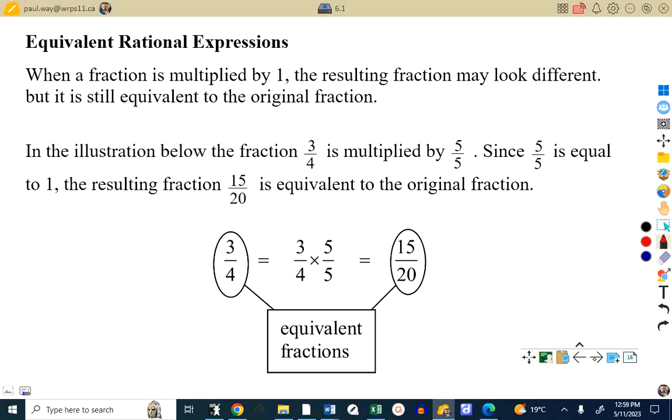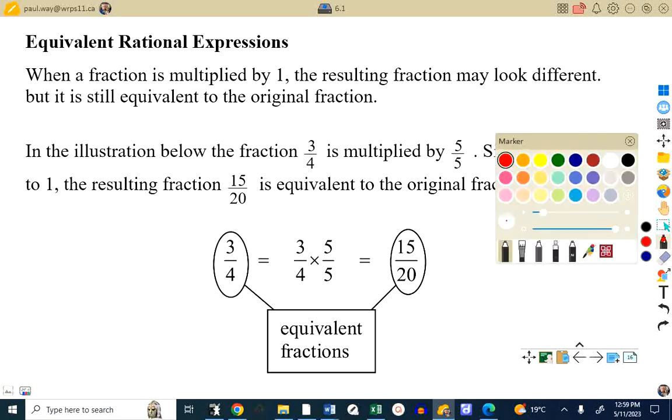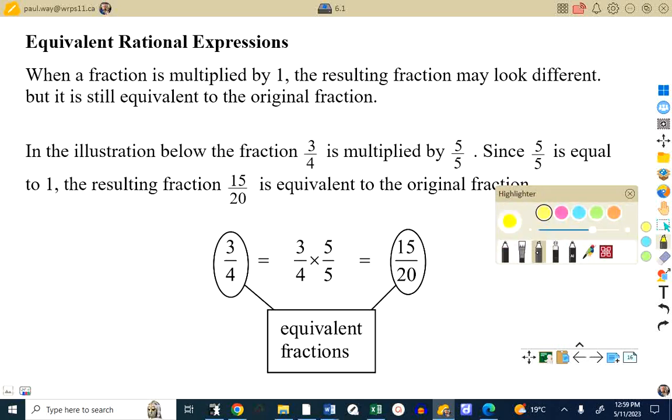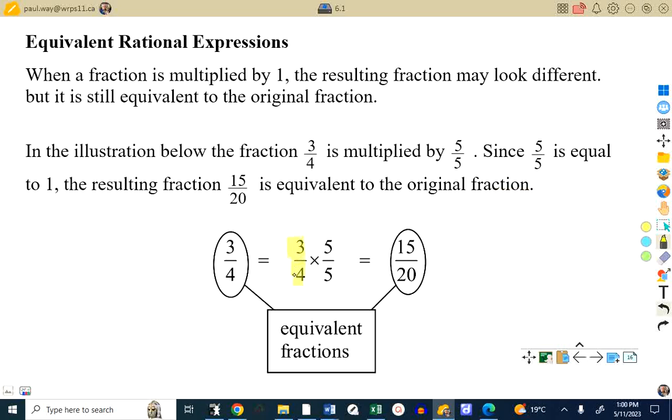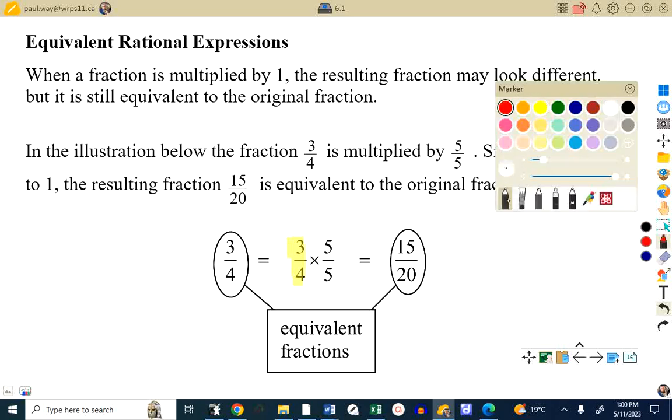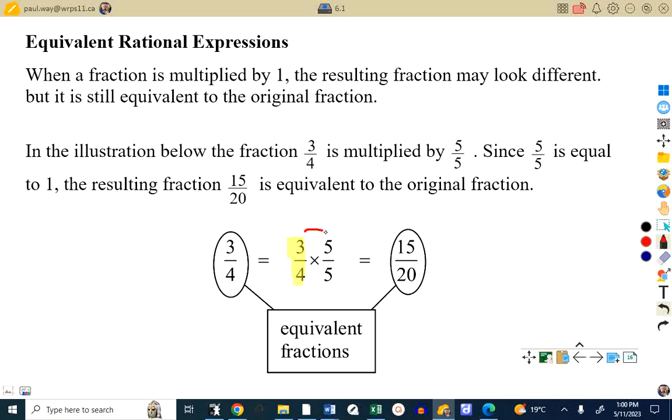As an illustration, I've got in the center of the screen here 3/4 as a fraction. So this fraction that I'm talking about, you can think of as my original fraction. This is where we're starting. If I multiply 3/4, which by the way is 0.75, by 5 over 5, the rules for multiplication of fractions say that you multiply across the top and you multiply across the bottom, and I get 15 over 20. Correct?